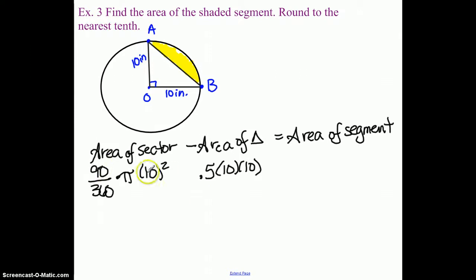So if I did this area of a sector, I'm going to type the whole thing in to the nearest tenth. So 90 divided by 360 times pi times 10 squared gives me 78.5. Now if I put this in my calculator, 0.5 times 10 times 10 is going to give me 50. And then that will give me 28.5. And remember, if this is area, it's still got to be squared units, so inches squared.